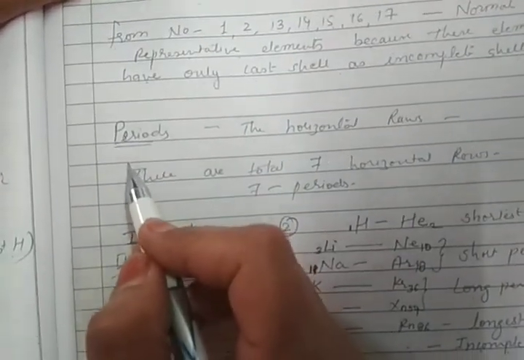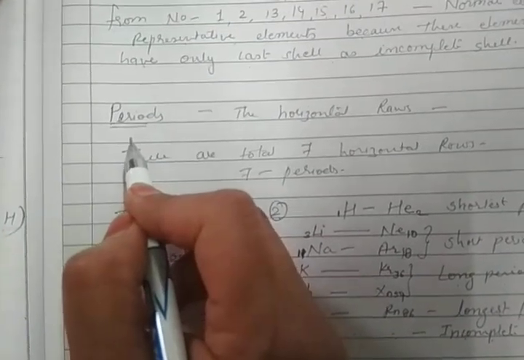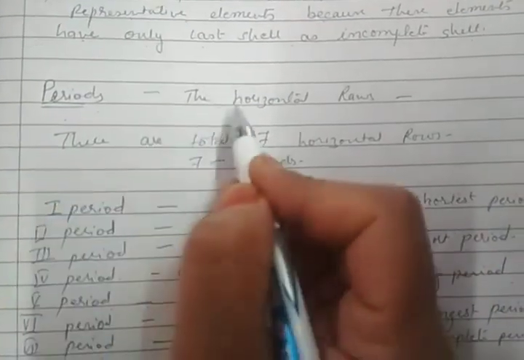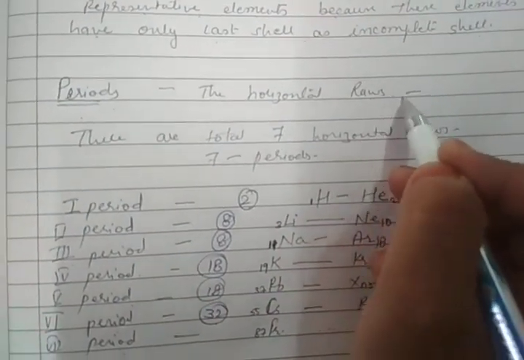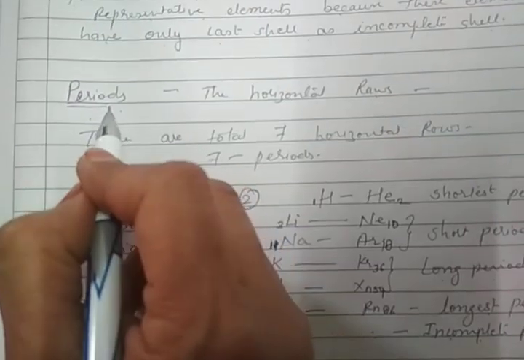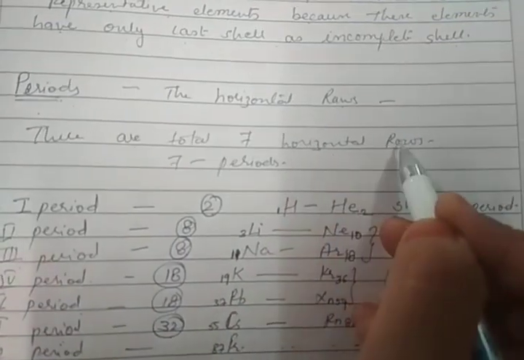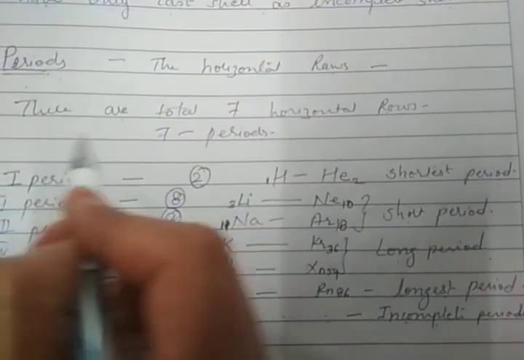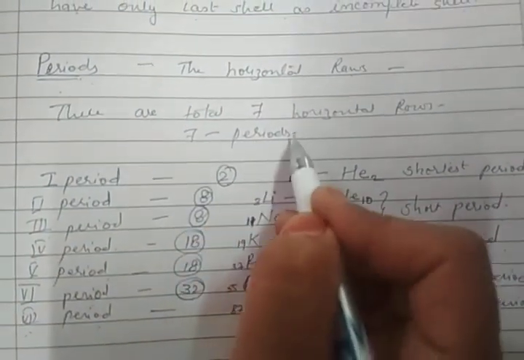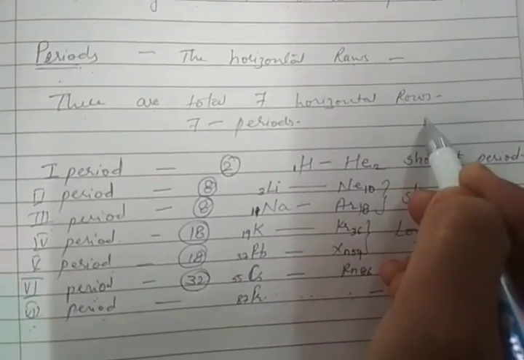Now next we move to the second salient feature of the periodic table, that is the periods. The horizontal rows in the periodic table are known as periods. There are a total of 7 horizontal rows. It means there are a total of 7 periods in the periodic table.